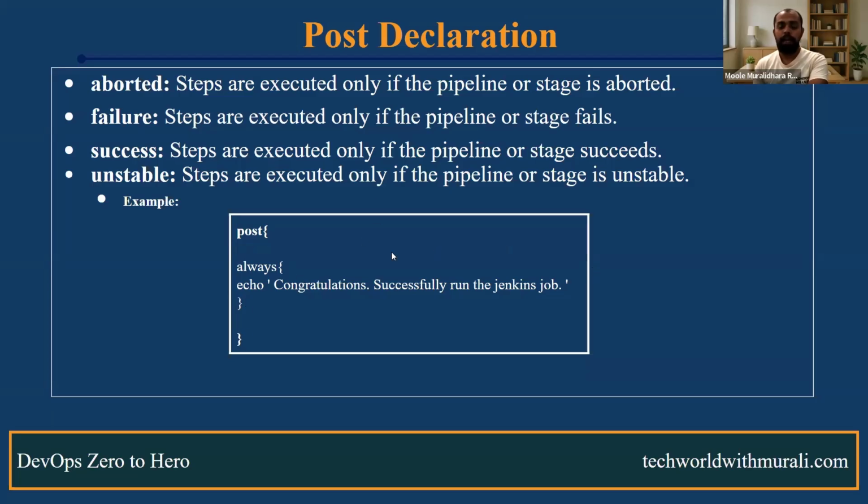And one more thing, remember, I'm repeating, this post option we can define at the entire pipeline level, and we can also define it at each stage level. It depends on our requirement where we define it, guys. Okay, clear, right?